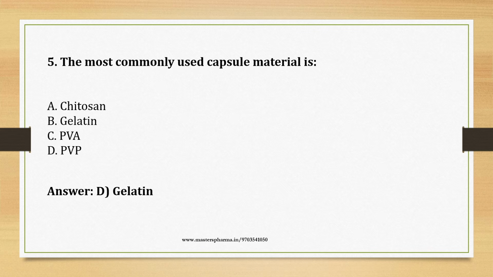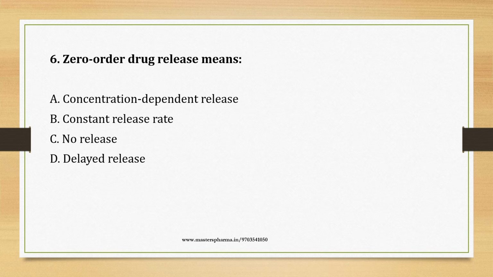The next question, zero order drug release means concentration dependent release, constant release rate, no release, or delayed release. The correct option is constant release rate. Zero order drug release is an ideal type of drug release in controlled release formulations. In zero order kinetics, the drug is released at a constant rate per unit time, completely independent of concentration.